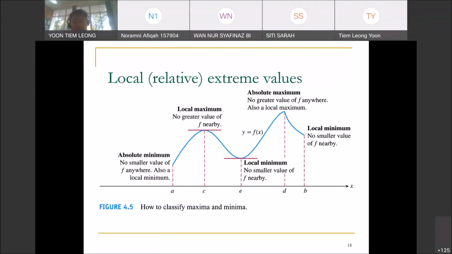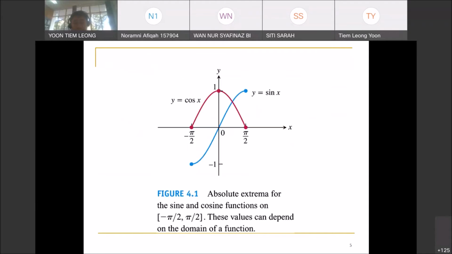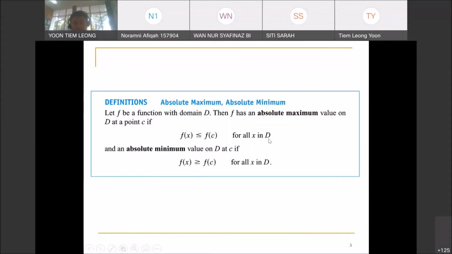The absolute maximum and absolute minimum are defined by referring to the values of the extremums with respect to all values of x in the domain of the function. Right? So this is how the absolute maximum is defined. You compare all the values of the function for x in the domain of the function.